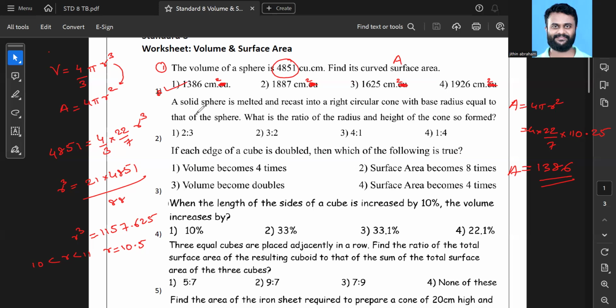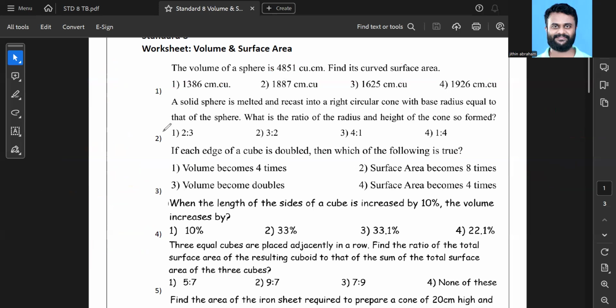So first question, option one. Second one. A solid sphere is melted and recast into a right circular cone with base radius equal to that of the sphere. What is the ratio of the radius and height of the cone so formed?